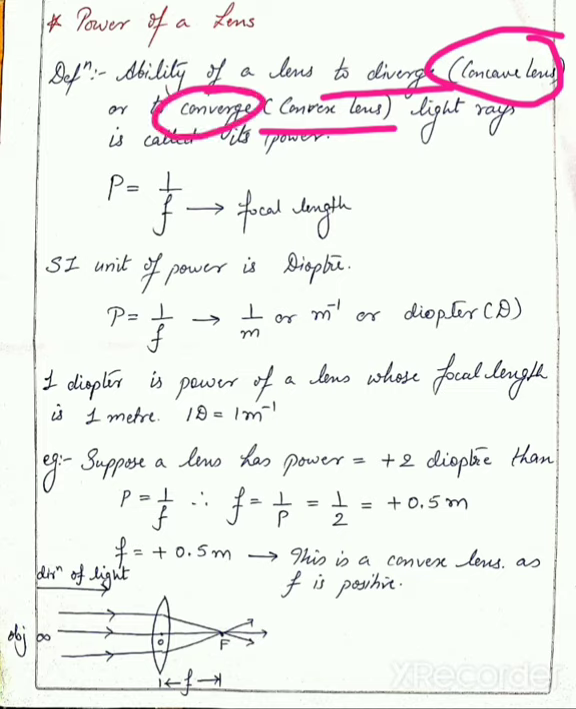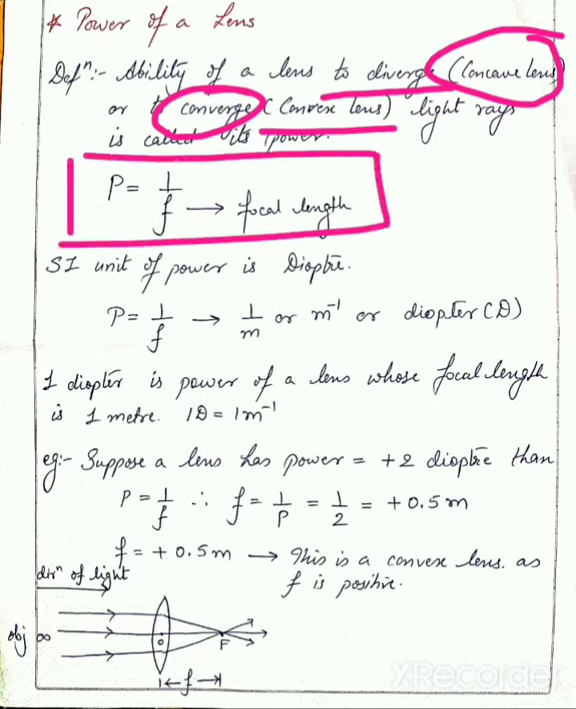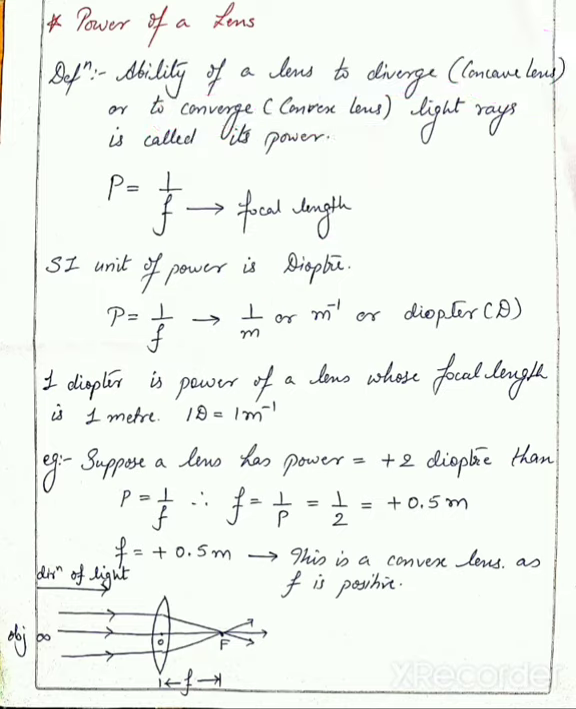Now, the formula for power is this: power is equal to 1 upon focal length. And from the formula, I can also write the SI unit of power. Just see here, this is the formula. What is the unit of focal length? The SI unit of focal length is meter. So the unit of power is 1 upon meter, or I can say meter inverse. Meter inverse is also known as diopter, and therefore I can say that the SI unit of power is diopter.